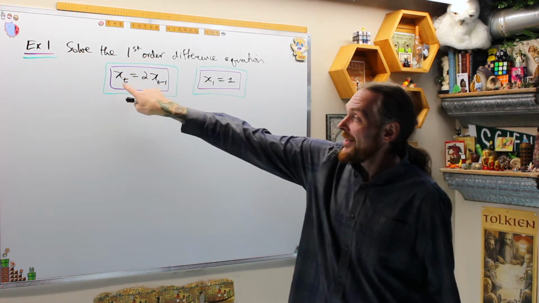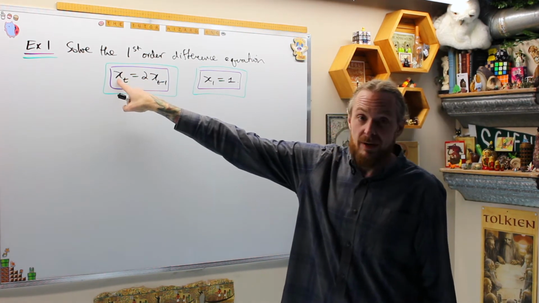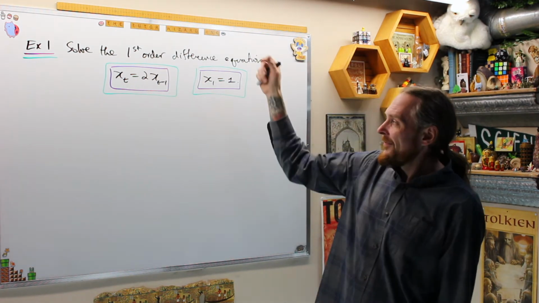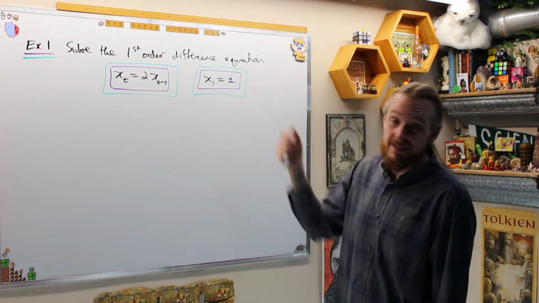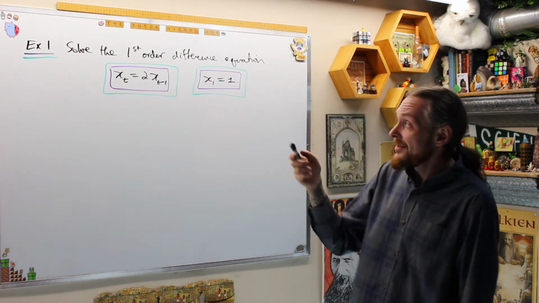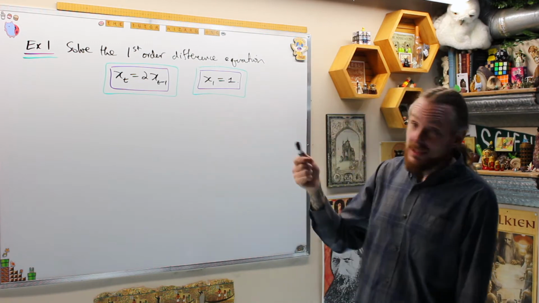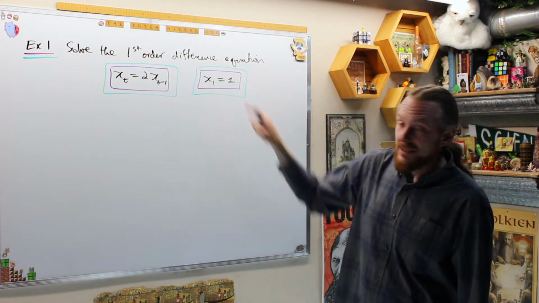It is linear because I either have a term that involves x_t, a term that involves x_{t-1}, or I don't have any terms that involve functions of just time, therefore it's also homogeneous. So this is a first order linear constant coefficient homogeneous difference equation, and I have an initial condition.